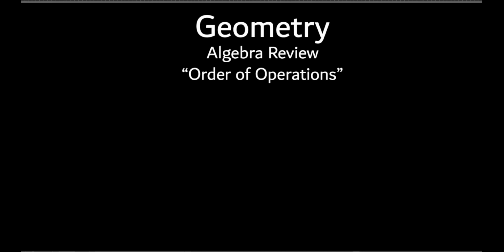Okay, we're doing a thing called order of operations. This is something that you've probably done a lot of, at least in Algebra 1, maybe even before Algebra 1. I'm not really sure. What's the first thing? Somebody tell me, what's the first thing?